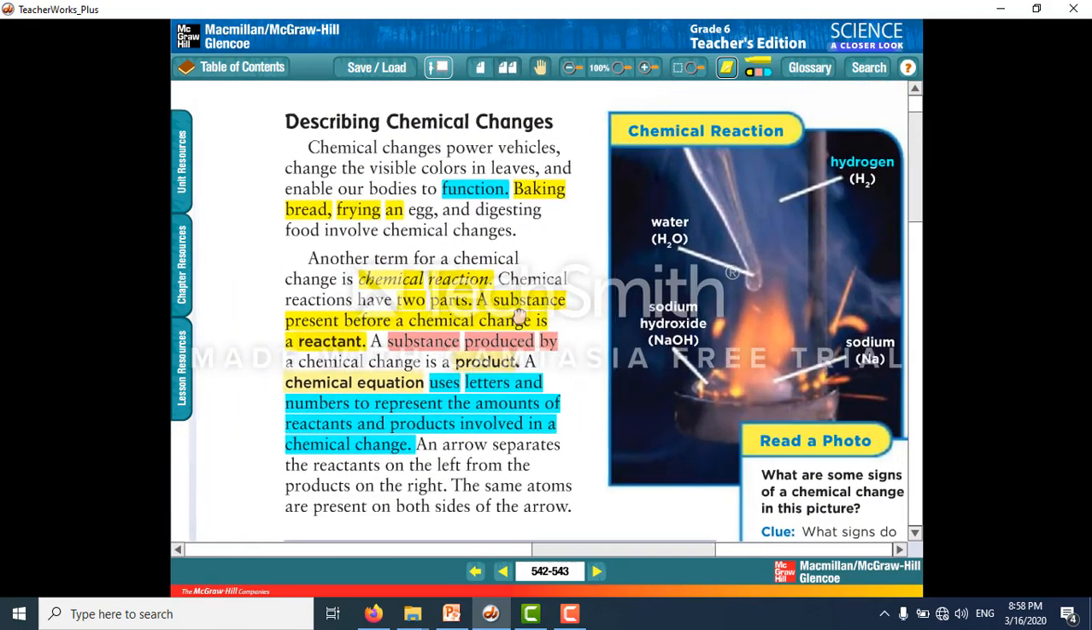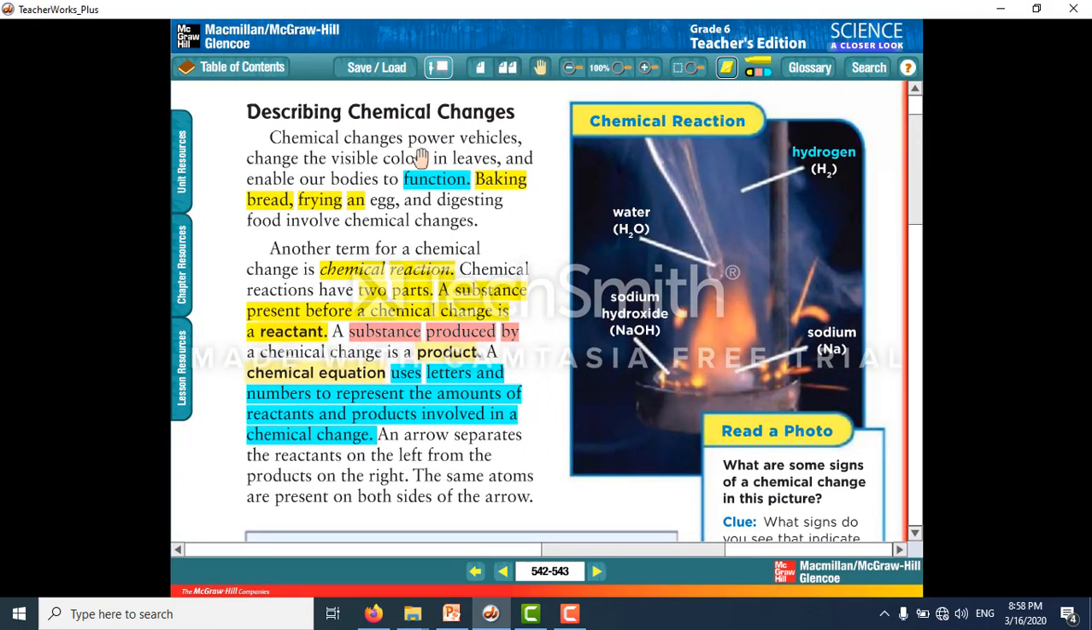Now, boys, describing chemical changes. Chemical changes power vehicles, change the visible color in leaves, and enable our bodies to function. Baking bread, frying an egg, and digesting food, all of them are called chemical changes because we now have new substances. Another term for a chemical change is chemical reaction.